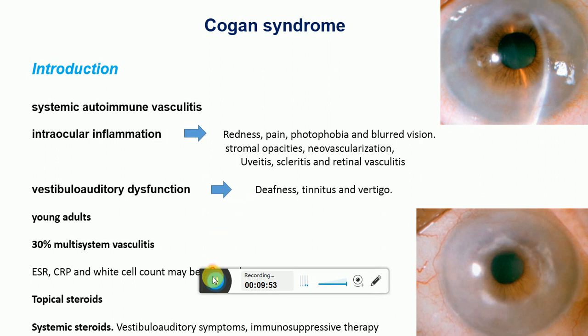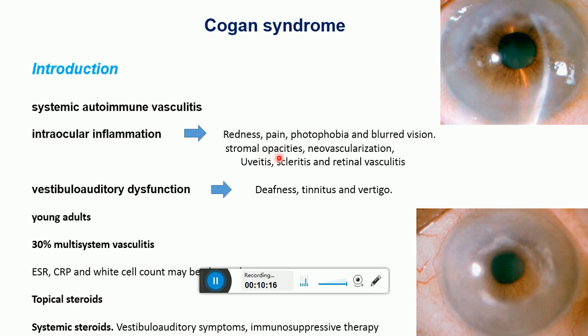Pain, photophobia, blurred vision. The ocular signs: corneal involvement commences with faint bilateral peripheral anterior stromal opacities.